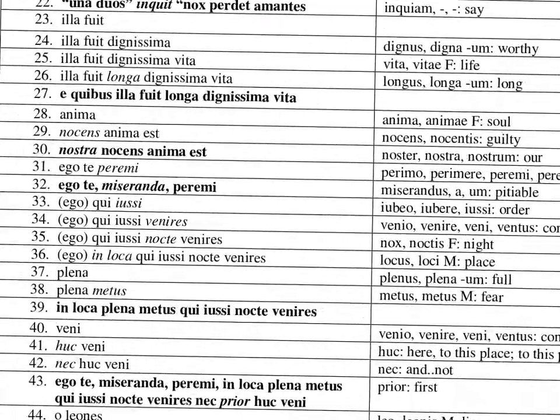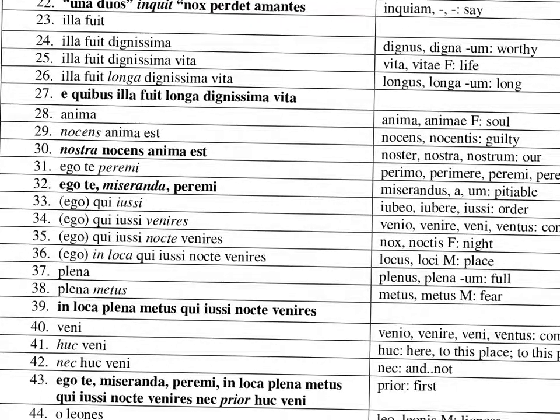Our soul is guilty. Okay, so this is Pyramus, and he's using the royal we. He does not have a mouse in his pocket. Poets do it all the time. It's called the poetic plural. He really means mea, nocens anima est, but he uses nostra instead. Maybe it's for scansion, maybe it's just because poets like to do that, whatever. Okay, 31. Ego te perēmi.